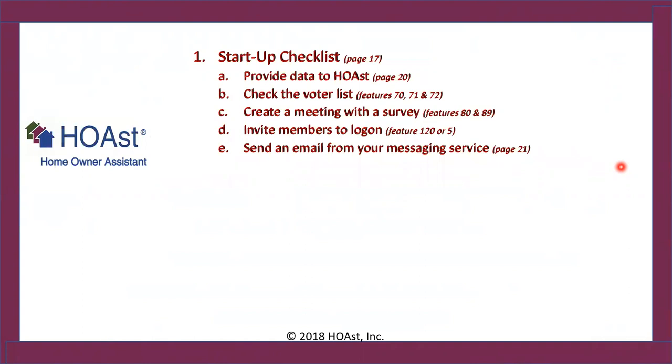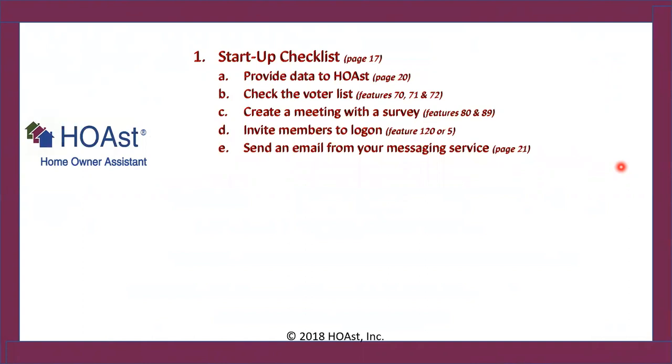The second piece is to check the voter list. That is, after we've gotten the data from the property management software, or after we loaded it from your Excel spreadsheet, check the voter list within myHOAst. And again, that's features 70, 71, and 72.